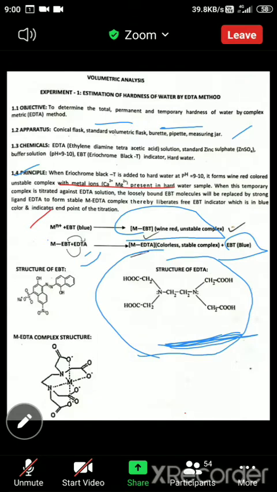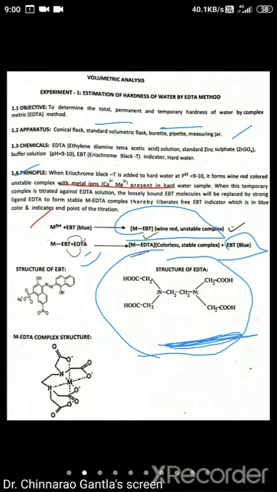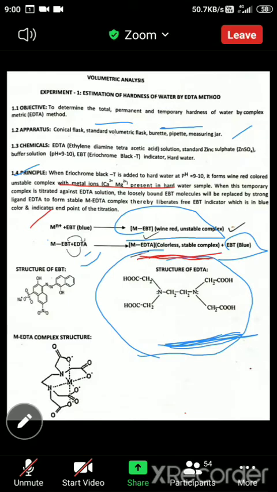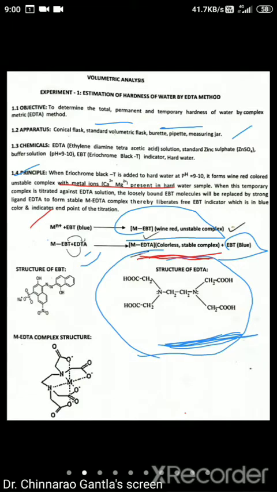Next, the metal ion EBT plus EDTA. The EBT is released and EDTA reacts with the metal. That is M-EDTA, a colorless stable complex is formed. This is the final reaction. This is the basic principle of the EDTA.